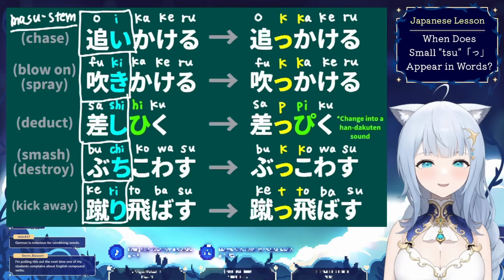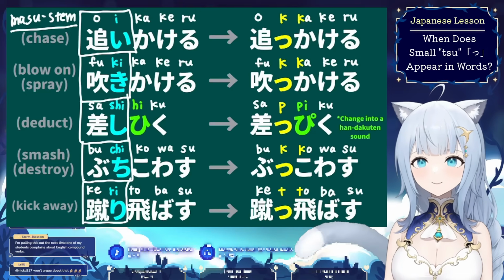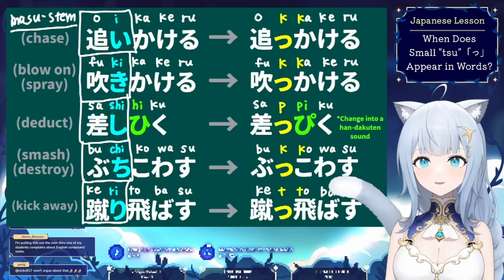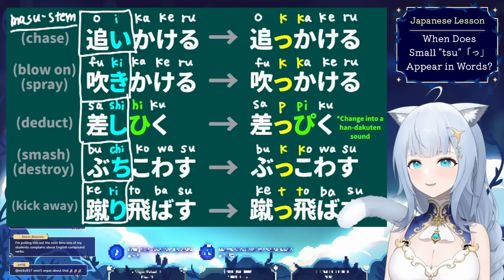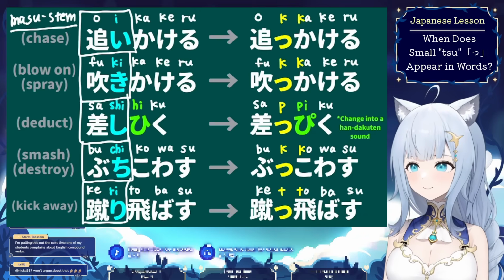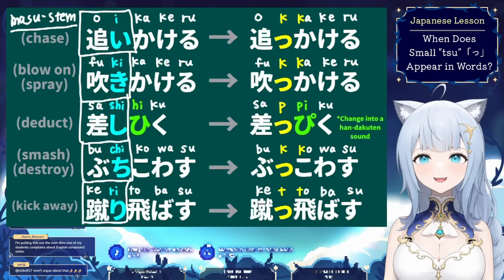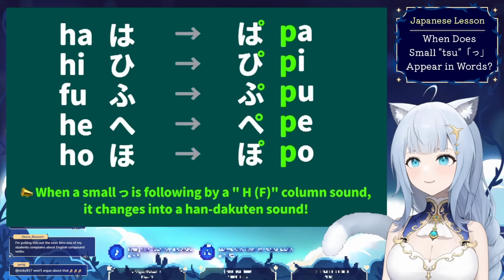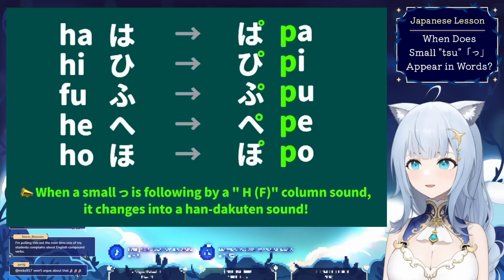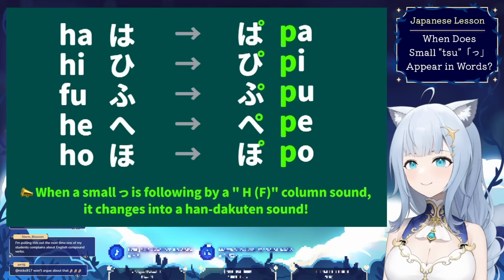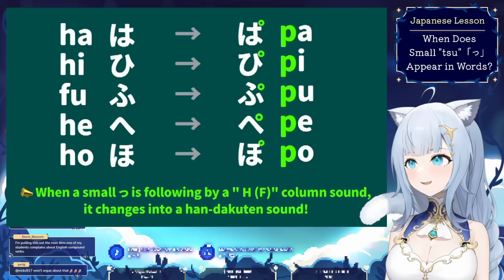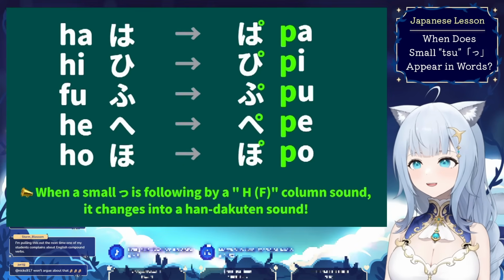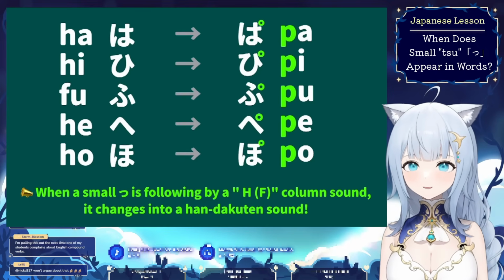Yes, guys, this is a tricky rule. A small tsu followed by the H column, ha, hi, hu, he, ho, will be changed into a handakuten sound. Handakuten sound is the P column. So on the left side is the H column, ha, hi, hu, he, ho, and a small circle on the top right side like this. If you see a small circle with ha, hi, hu, he, ho, the consonant will be changed into P.